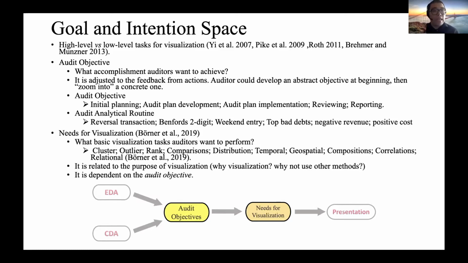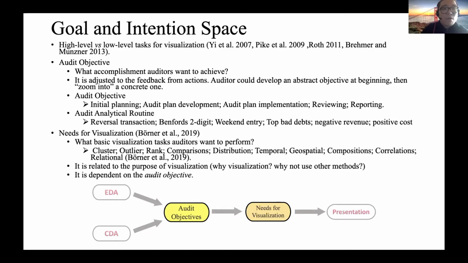And those objectives are not static, they are dynamic. They are adjusted to the feedback from different visual results. For example, an auditor could develop a very general, so-called abstract objective at the beginning, then based on feedback, they drill down into a more detailed and concrete audit objective.